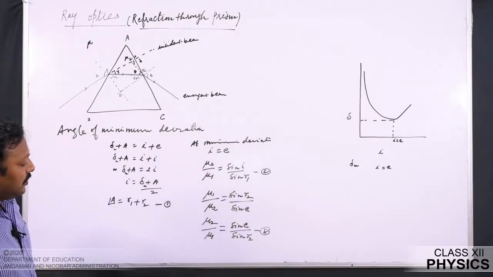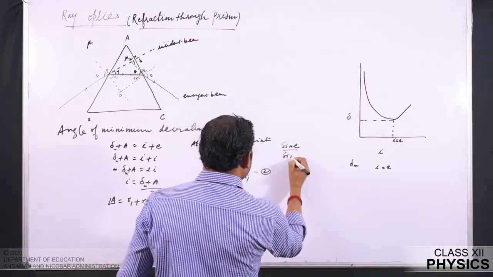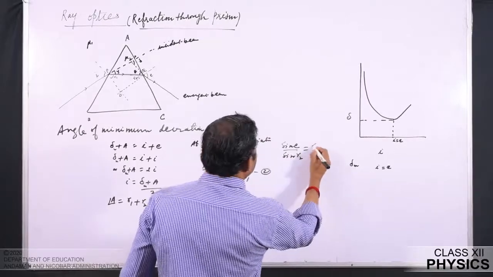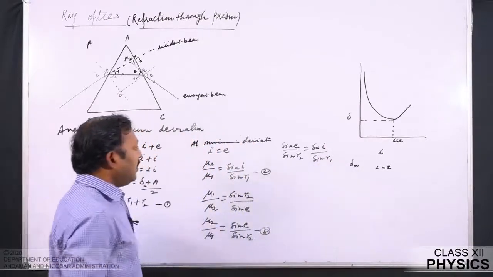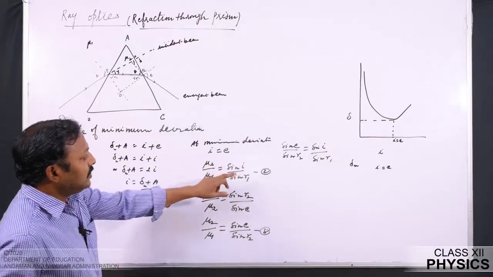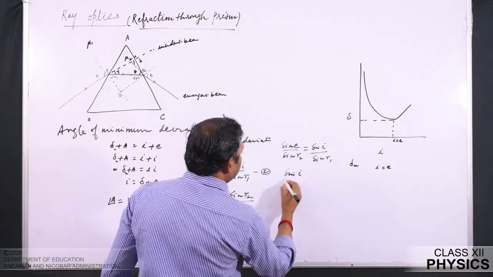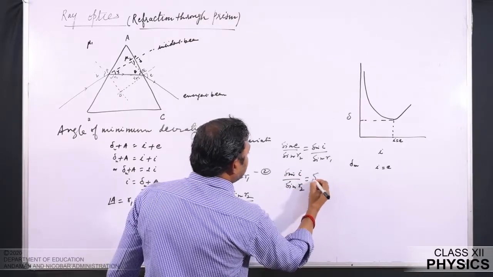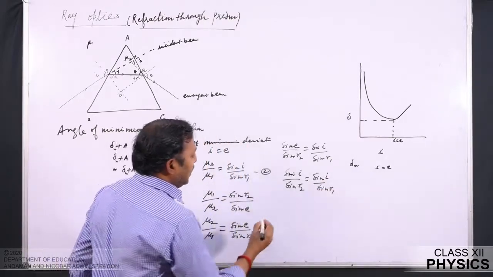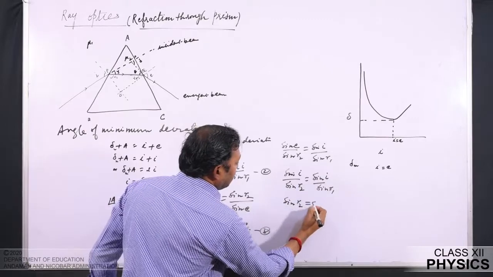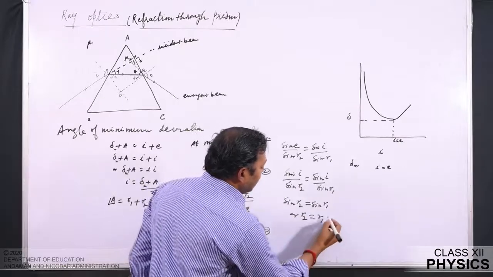Now, comparing equation 2 and 3 gives sin E divided by sin R2 is equal to sin I divided by sin of R1. Now, at angle of minimum deviation, we know that I is equal to E. So, in place of E, we can put I. Putting that in gives sin I divided by sin R2 is equal to sin I divided by sin R1, or further this can be written as sin R2 is equal to sin R1, or R2 is equal to R1. Let it be named as R.